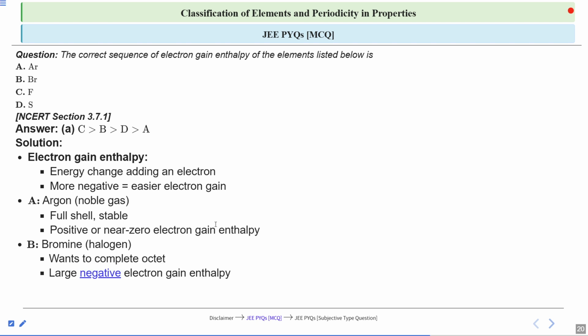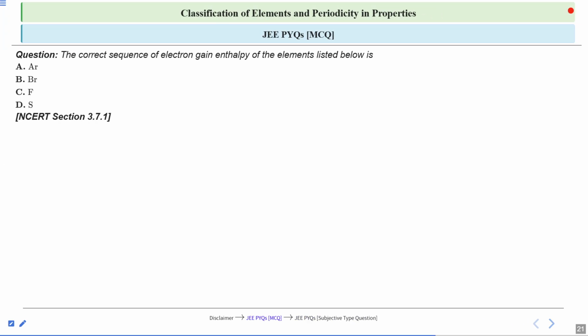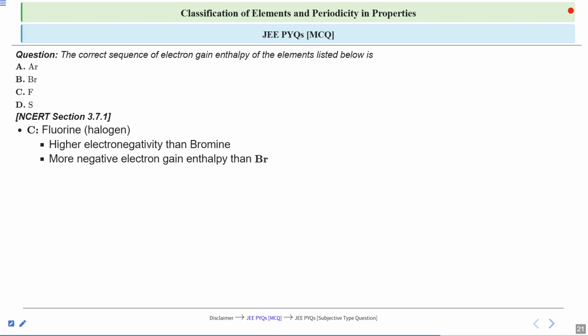What about bromine? Bromine is a halogen. Of course, it is electronegative in nature and it wants to complete its octet. So it will have a large negative electron gain enthalpy. Now moving on to the next element, which is fluorine. Of course, fluorine has a lower electron gain enthalpy as compared to chlorine. But still, it has a higher electron gain enthalpy as compared to bromine.